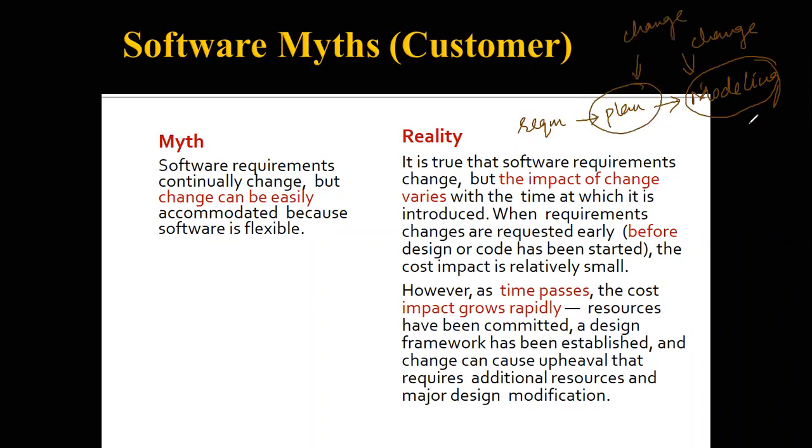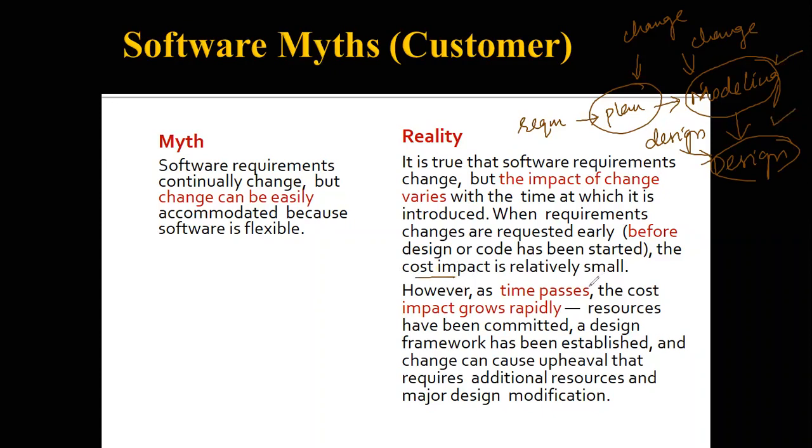Or after that, you're going to have the designing part where you're going to design the software. So there are different phases, and you need to identify at what phase changes can be acceptable by the organization that is developing the software. If you're making a change at the beginning of the project, it is going to affect the software very little. The cost impact is going to be less because you have not done the modeling part and you have not done the designing part.